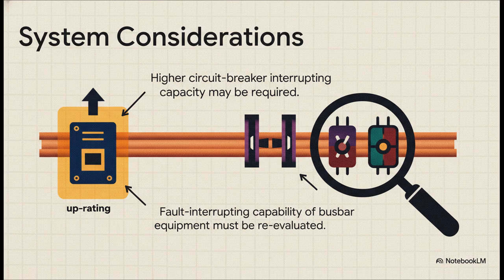Your circuit breakers, they might need to be upgraded to handle that higher interrupting duty. And it's not just them. Every single piece of equipment on that bus bar, the bus itself, the disconnect switches, the CTs, the VTs, it all has to be reevaluated to make sure it can actually withstand that new higher fault level.